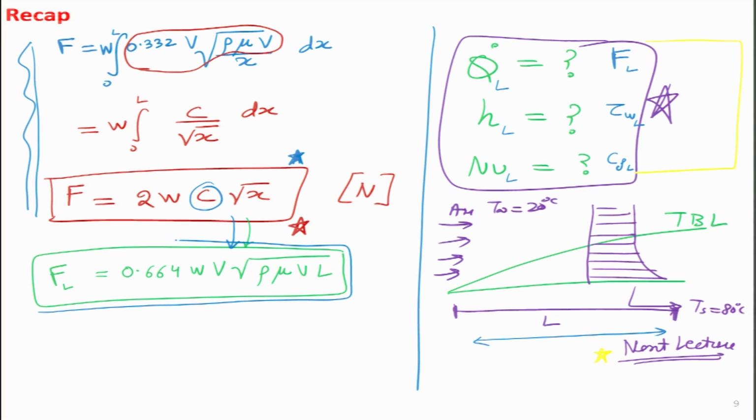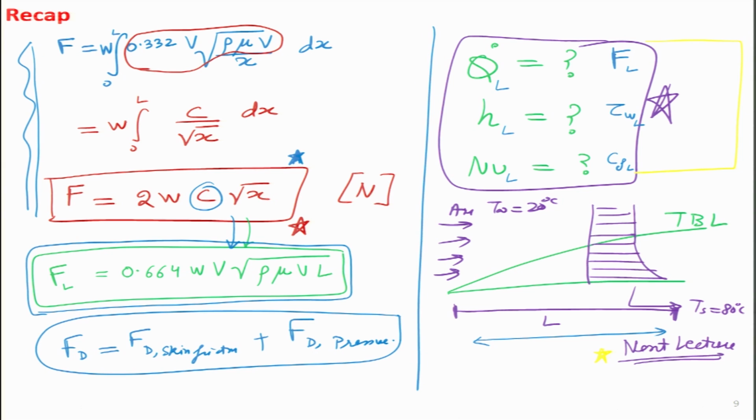So, this is the drag force which is acting on this particular plate, and very soon we will figure out that the drag force actually has two components. One is the skin friction component, and the other one is because of the pressure drop. Technically, if it is a flat plate or any streamlined body, then skin friction is more predominant if the fluid is flowing like this.